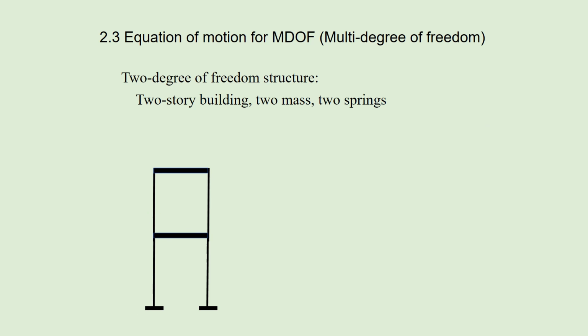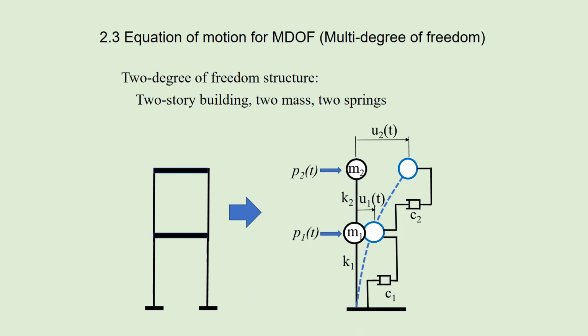Next, we study how to formulate the equation of motion for MDOF, multi-degree of freedom systems. Look at this two-story building, which can be described as this 2 degrees of freedom model with 2 masses M1 and M2, 2 springs K1 and K2, and 2 dampers C1 and C2. The displacements U1 and U2 are from the initial position.